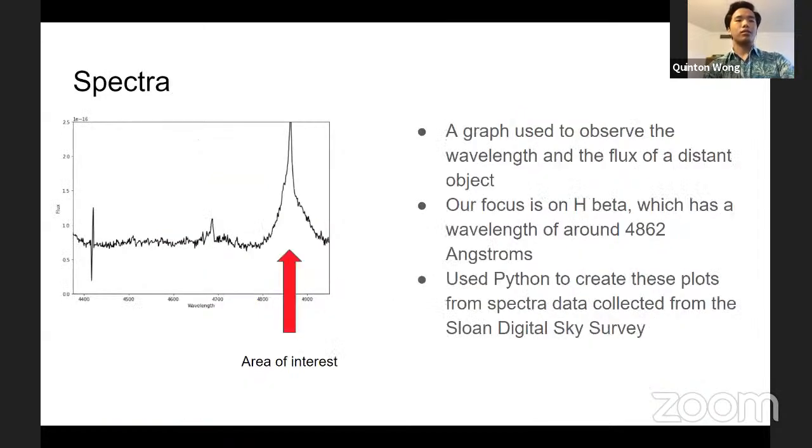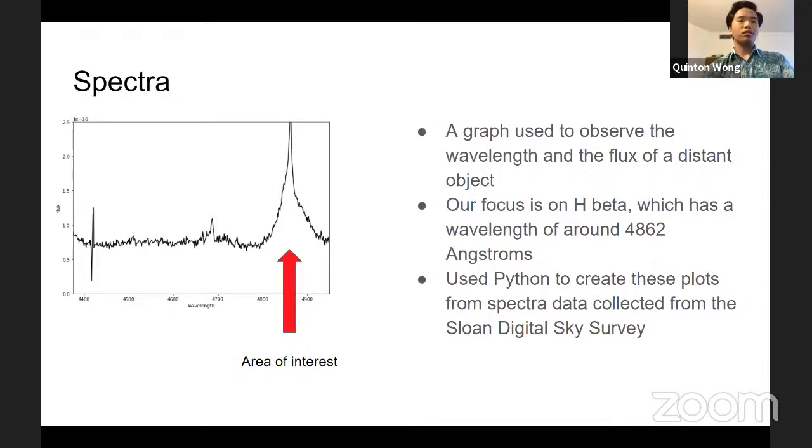And so, spectra. When we first get our data, we get it as a bunch of different data files, so first we have to compile them into a spectrograph. This graph is used to compare the wavelength against the flux of a distant object. In our case, the distant object is the supermassive black hole, because we have to remember that black holes are actually super, super far away. Even though they're really, really big, because they're so far away, we can't observe them directly. So we use these spectra data to create the spectrograph.